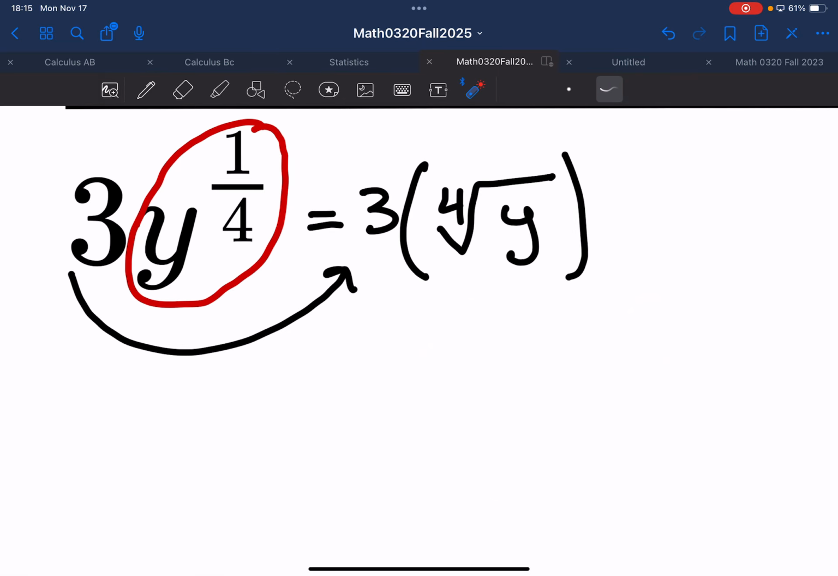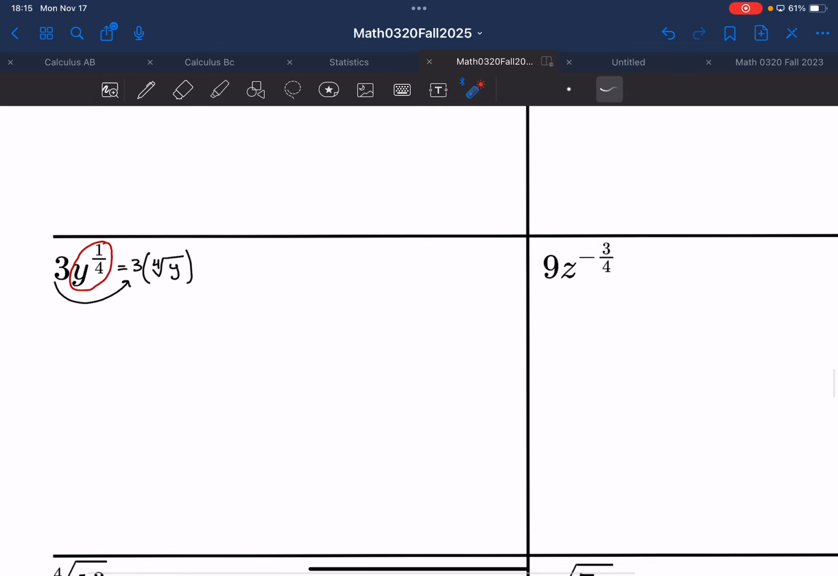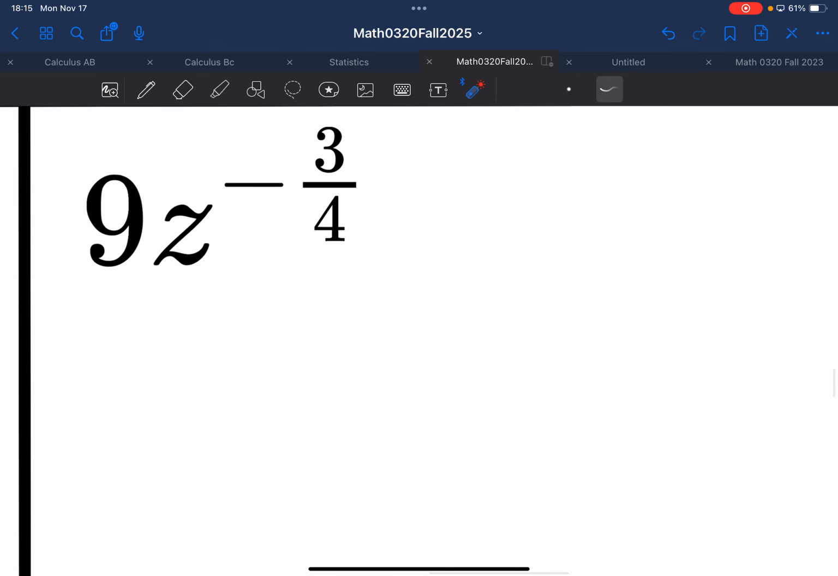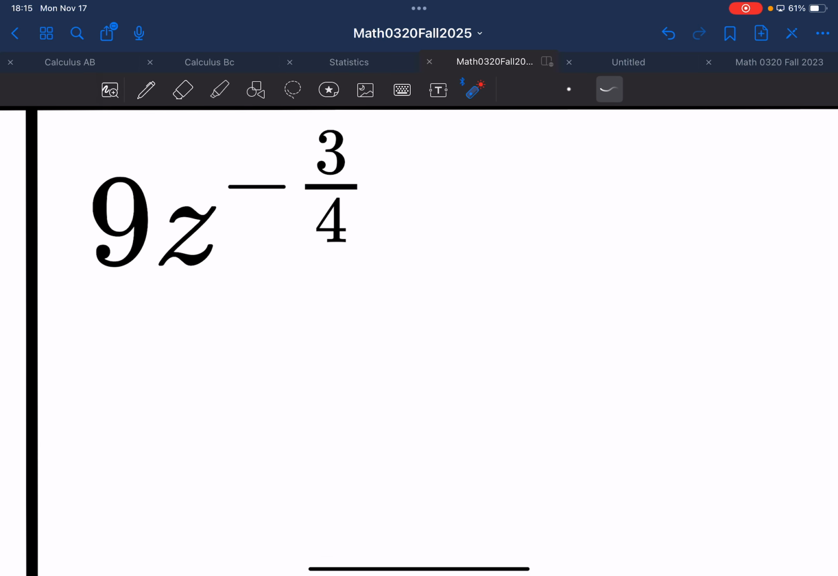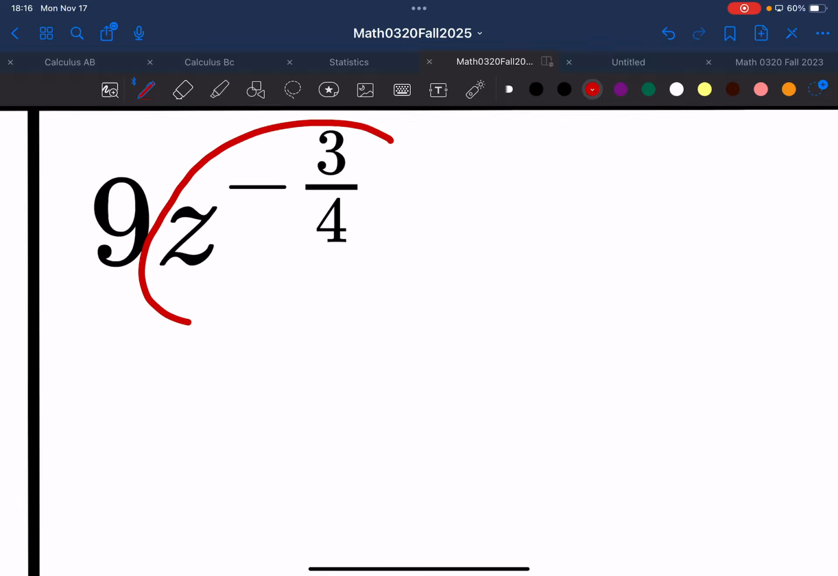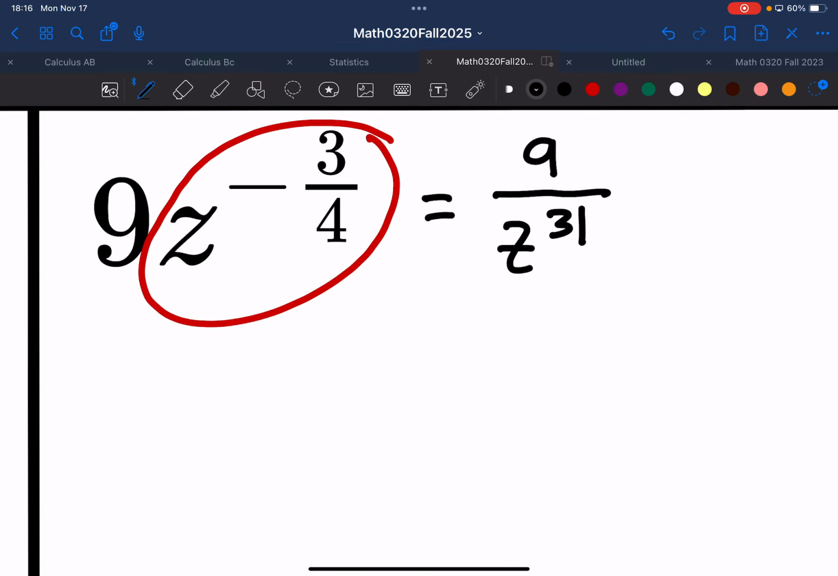Okay. So now let's look at this one. So first, what is the exponent attached to? The z, only the z. So we're going to first handle just this part. Move it down as a denominator. Good, we're first going to move this down to the denominator, which means what stays on the numerator? The 9. So this is now 9 over z to the 3/4 power. The negative went away because we moved it to the denominator.